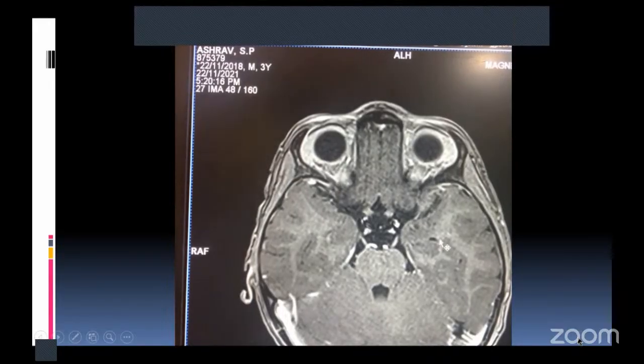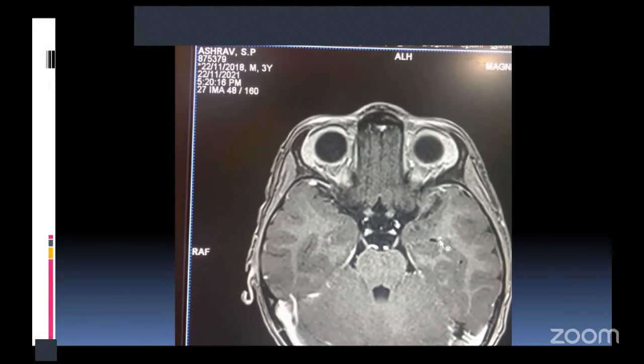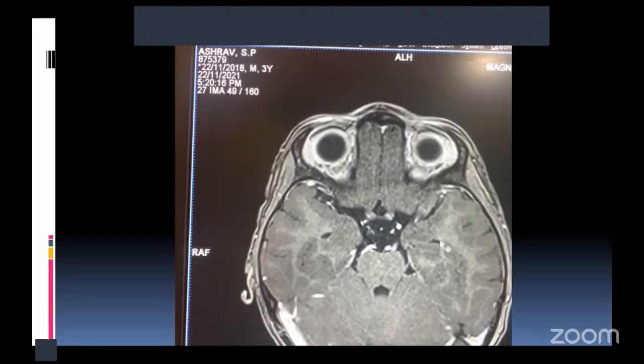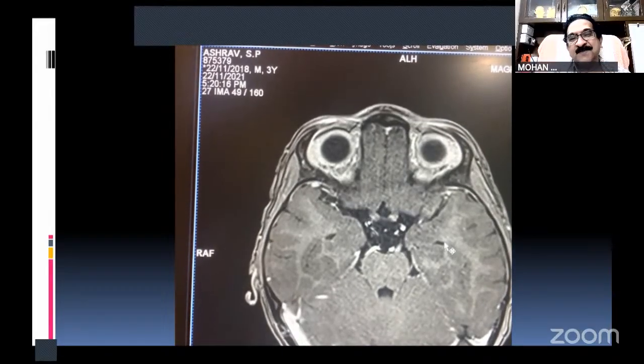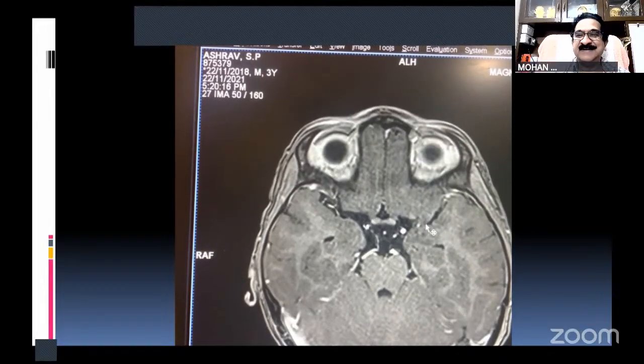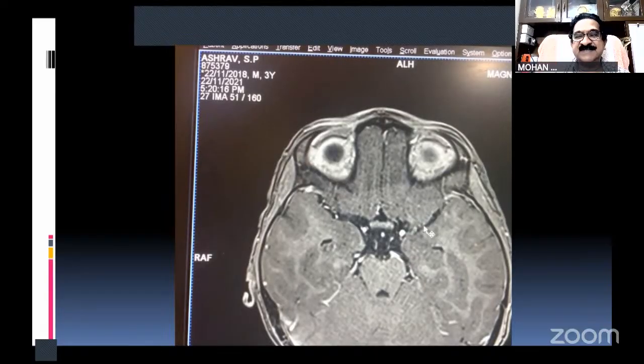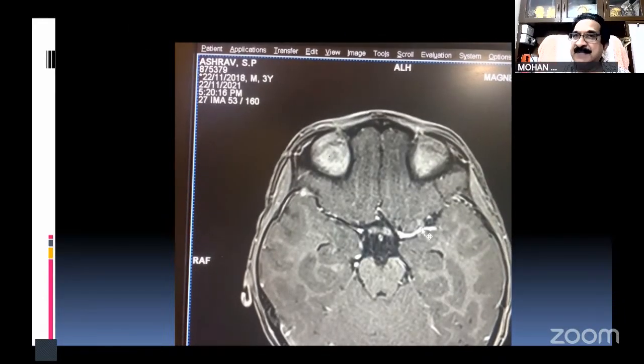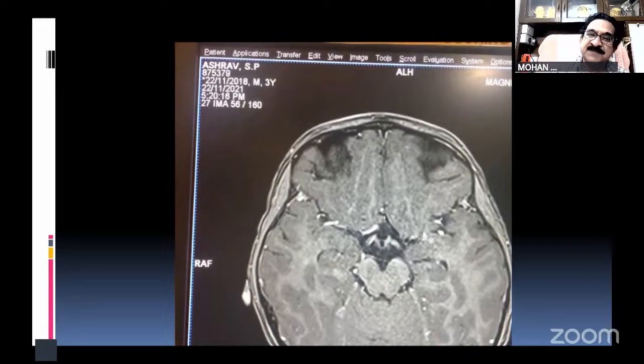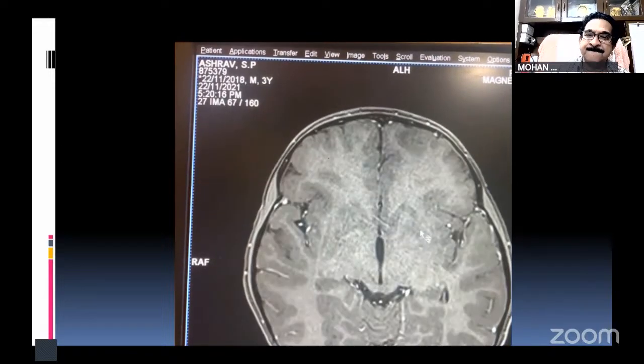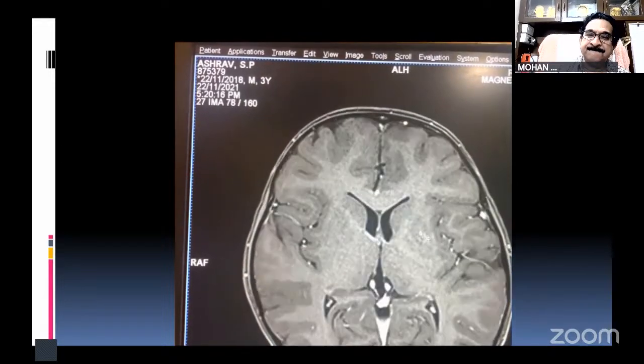TB, sir? No, not tuberculosis. I'll come to that. CSF already has no cells. Nerve alone is getting enhanced, not the meninges.